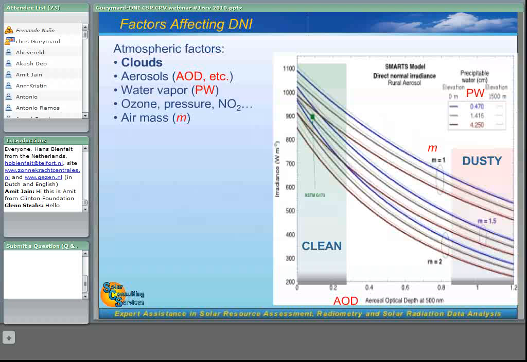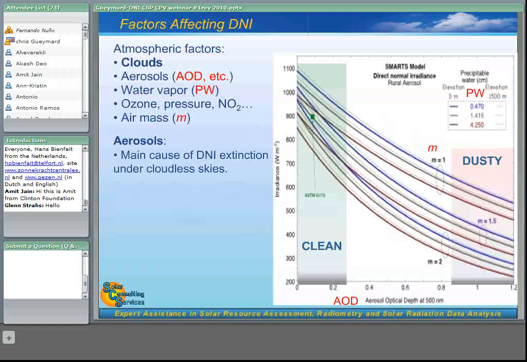What are the other factors affecting DNI? Of course, the first one is always cloud. But then for CSP CPV, normally you will be in a region where there are as little cloud as possible. So the next important things are aerosol. Aerosols is measured with the aerosol optical depth, AOD, and this is a very important parameter. Then water vapor, which is measured by the precipitable water, here PW, ozone, pressure, NO2, and air mass is also a very important thing. That's the pure geometry.